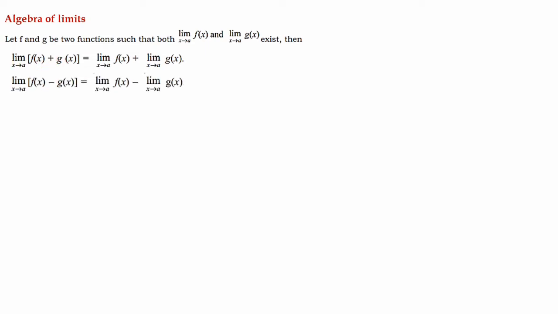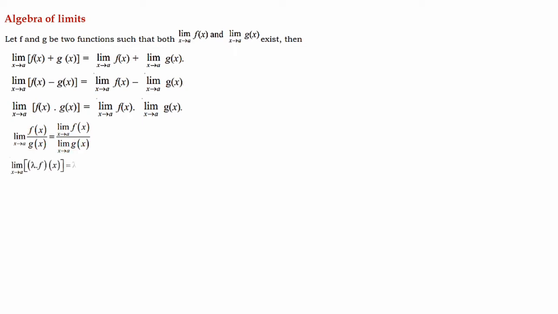In the same way, for minus, limit x tends to a, f of x minus g of x, is equal to limit x tends to a f of x minus limit x tends to a g of x. Limit x tends to a, f of x into g of x, is equal to limit x tends to a f of x into limit x tends to a g of x. Here also take the limits separately and multiply. Then limit x tends to a, f of x by g of x, is equal to limit x tends to a f of x divided by limit x tends to a g of x. In division also take the limits separately and divide.